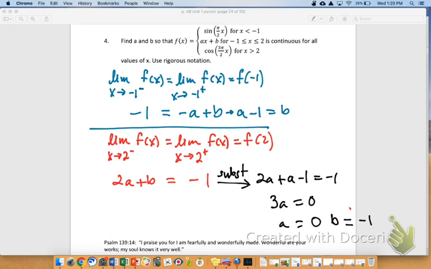So if a is 0, what does that mean about that middle piece? It's constant. So what will it look like on the graph? Straight line. Not just straight line, horizontal, flat. Horizontal line, right? Because the slope would be 0. It'd be y equals -1. It'd be just a horizontal line for that little domain. Okay? All right.